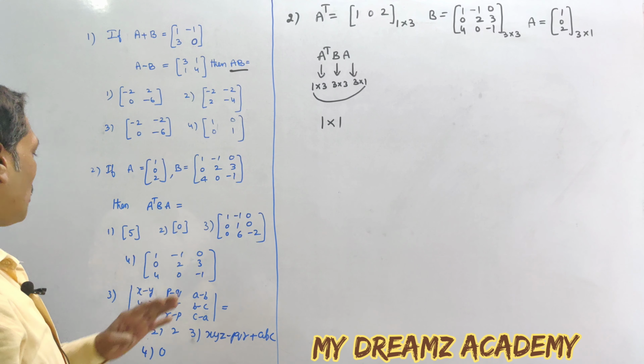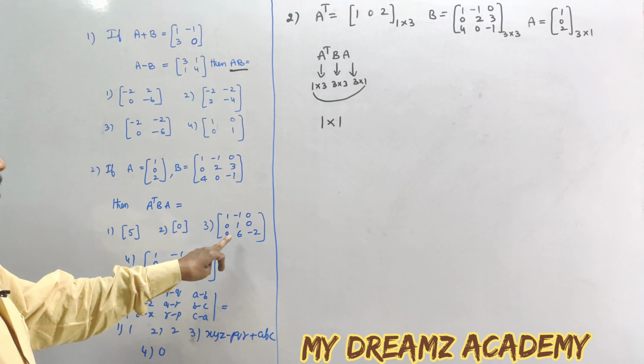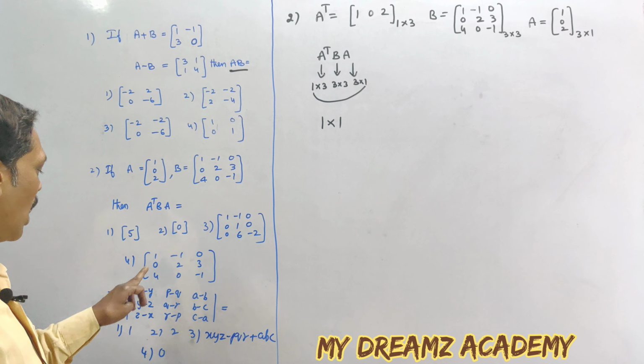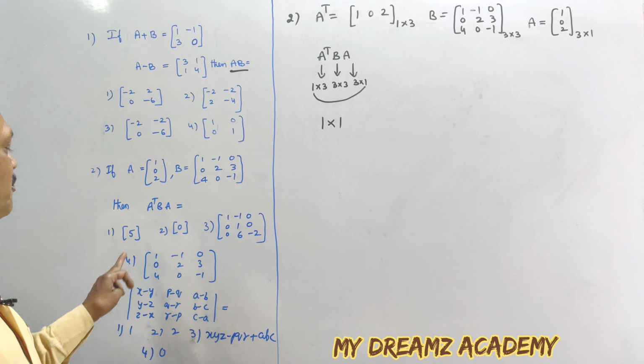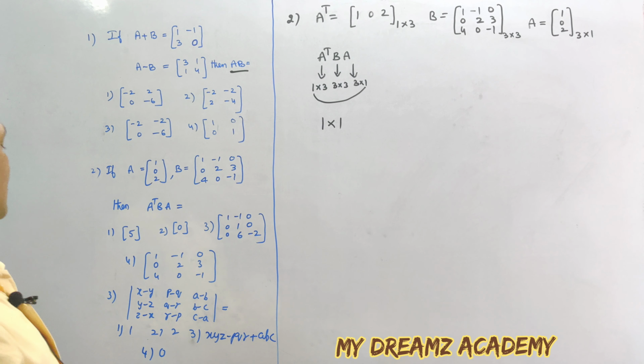In the options, if you observe, first option is 1 by 1, second option is 1 by 1, third option is 3 by 3, fourth option is 3 by 3. Therefore these two are wrong. We can eliminate 2 options directly. Third option, fourth option wrong. Only we have to check whether it is first option or second option.